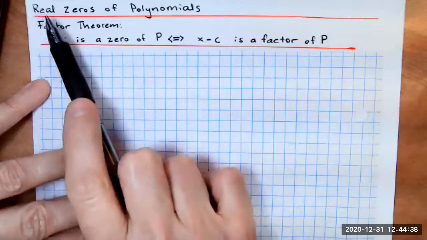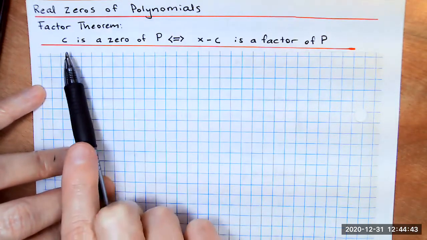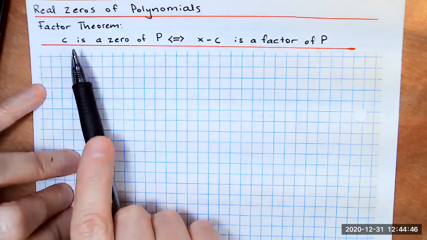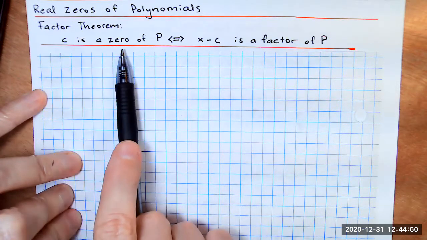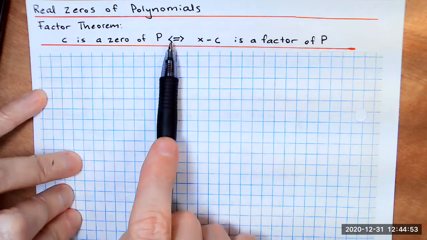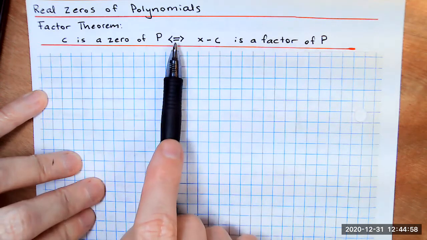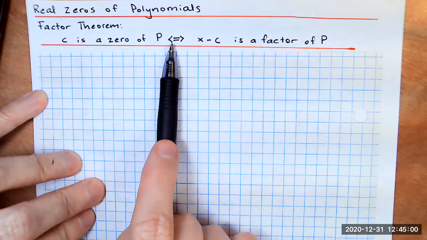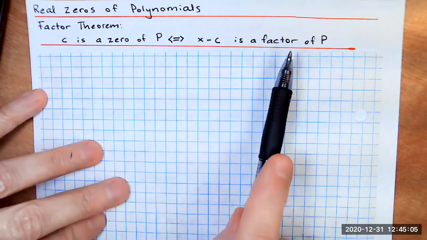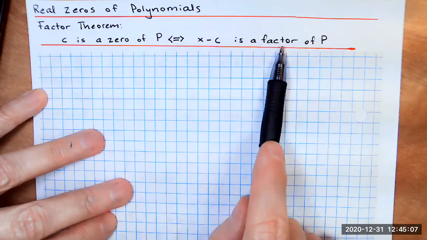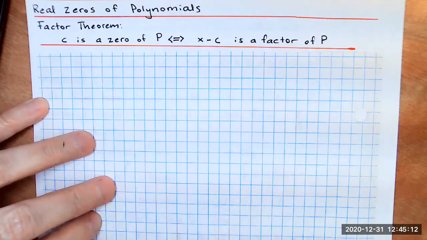All right, let's talk about the real number zeros of polynomials. So first we have the factor theorem. If c is a zero of a polynomial P, then x minus c is a factor of P, and this two-sided arrow is a math symbol for if and only if. That symbol means that the first statement being true implies the second statement is true, and the converse, the second statement being true implies that the first statement is true.